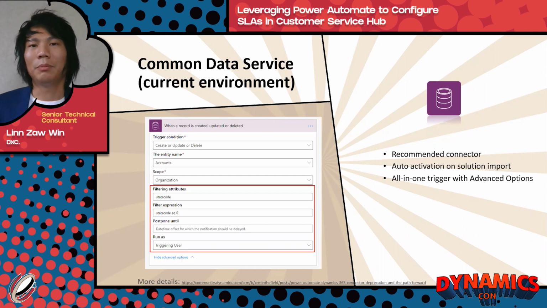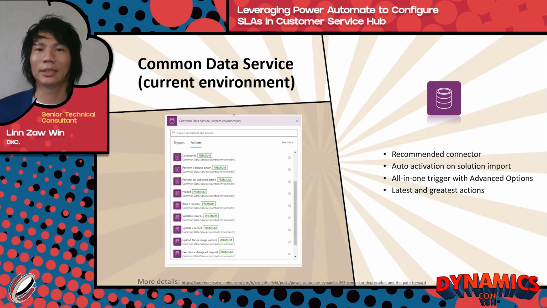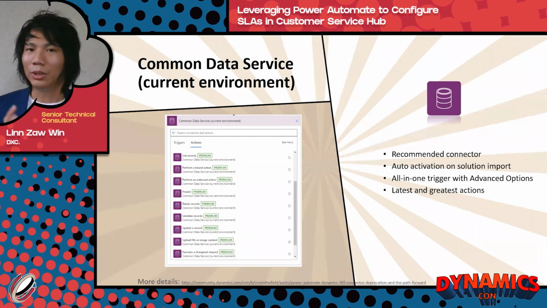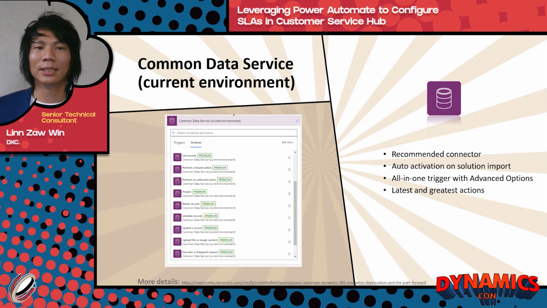Microsoft has made a lot of changes to the CDS current environment connector, adding new features such as executing a change set request, getting or uploading file or image content, performing a bound or unbound action, predicting with the AI model, and relating or unrelating records. Microsoft only adds all these actions to the CDS current environment connector, and they no longer make any changes to the CDS standard connector.